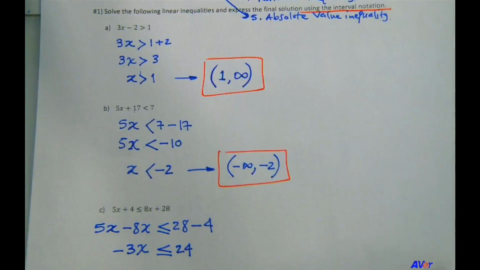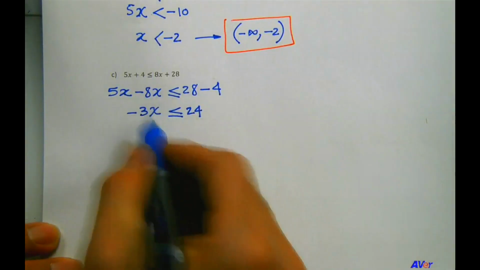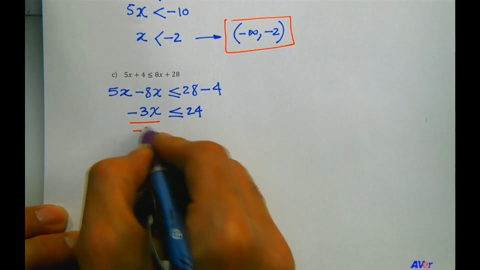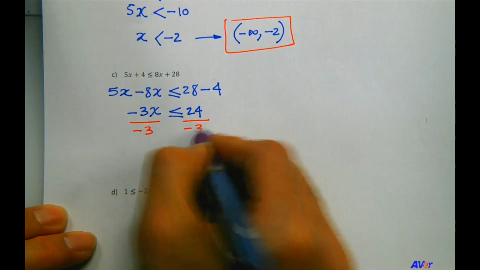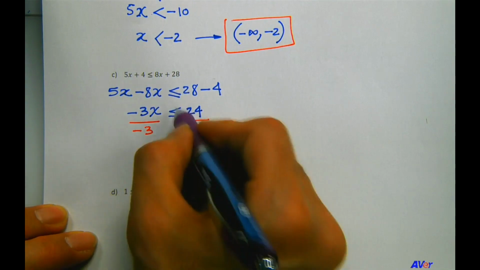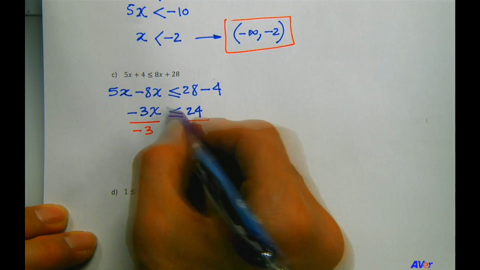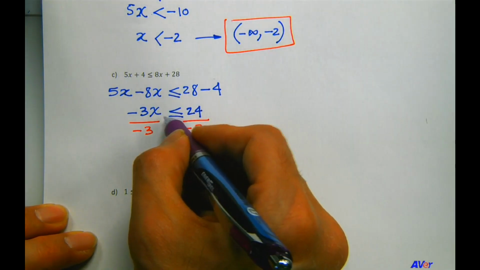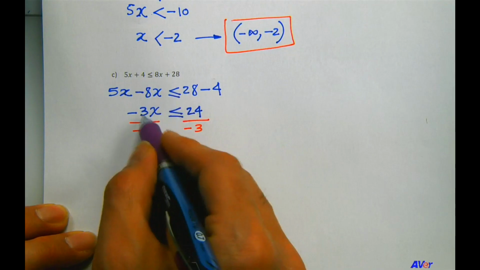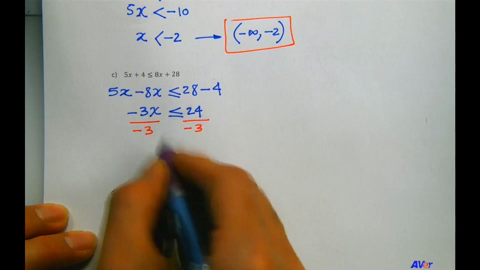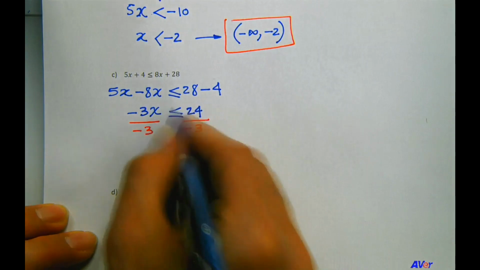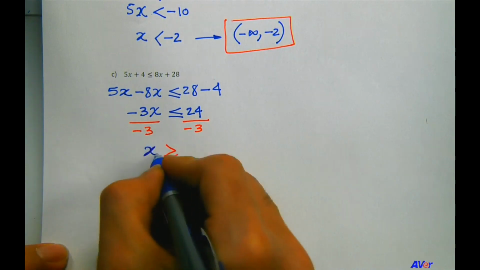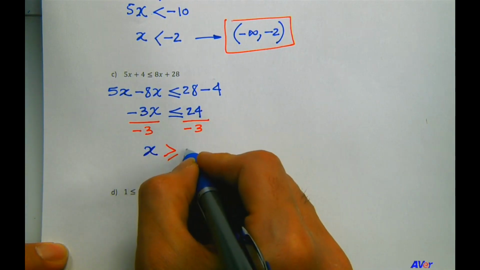But here, this is different, because now to solve for x, what I will have to do is divide both sides by a negative number, right? What this does, it will shift the direction of the inequality symbol from what it is to its opposite. So now it's minus 3x less than or equal to 24. That will shift to the opposite direction, and this side we end up with x, and that side we end up with minus 8.